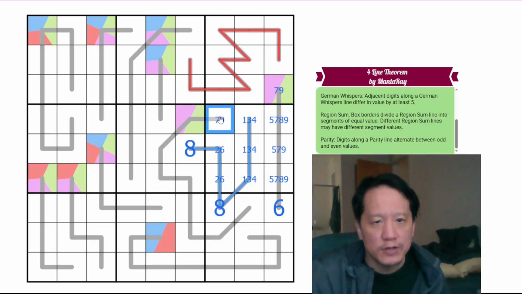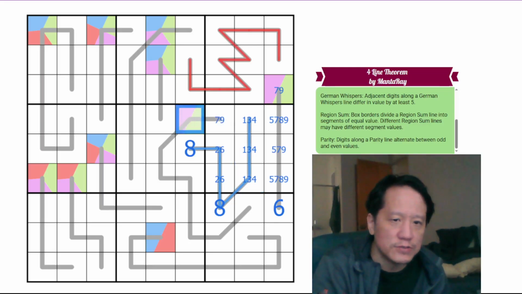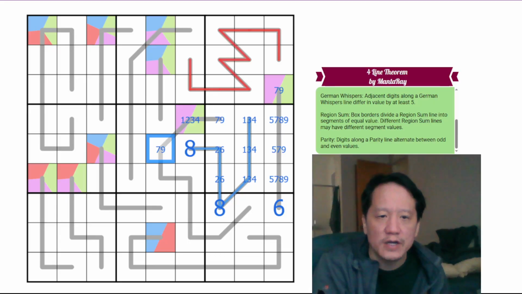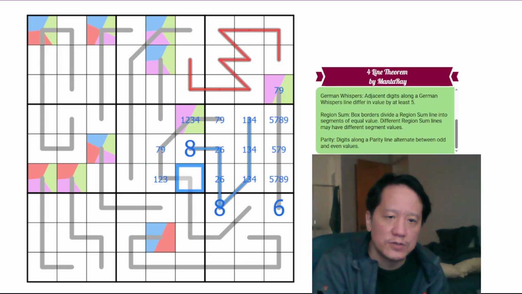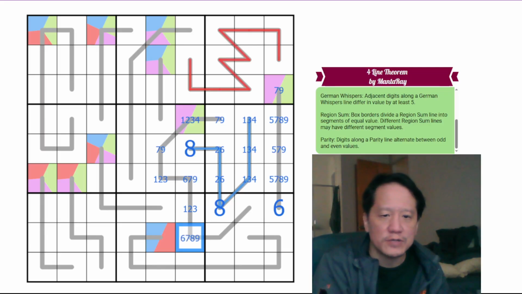We'd have 1, 3, 4 here. 7 and 9 is next to 1, 2, 3, or 4 here, which makes this high. This is next to, this is 7 or 9. So this is 1, 2, or 3. This could be 6, 7, or 9 here. Next to 1 through 3, because it's next to 2 unique digits on a Whisper 5 line. This could be 6 through 9 again. This would be 7 or 9 here. So this is 1 through 4, cannot be 2 here.